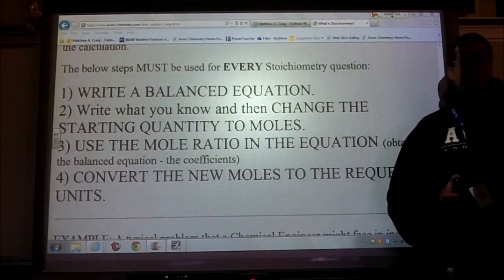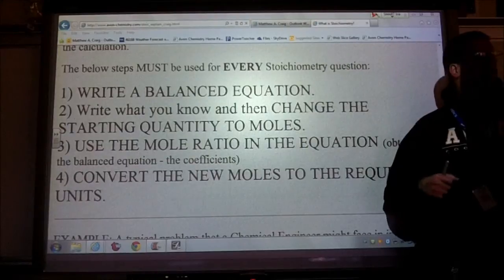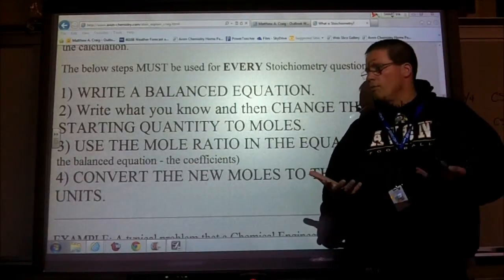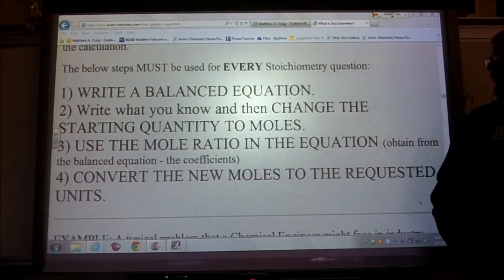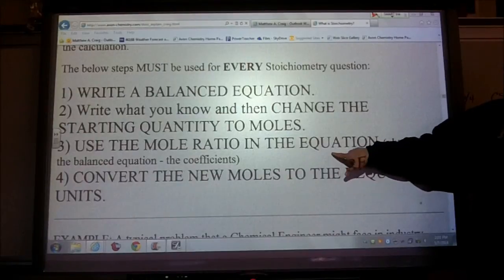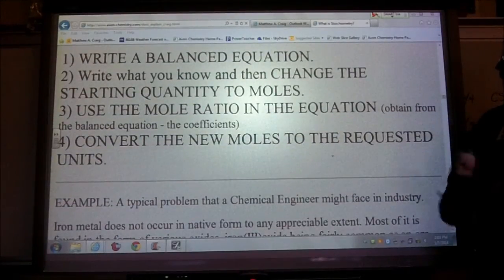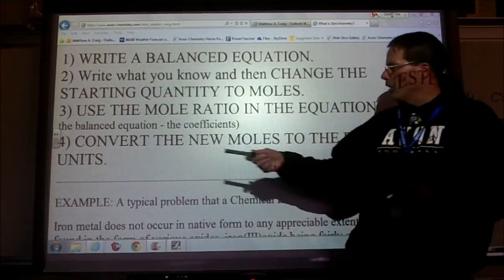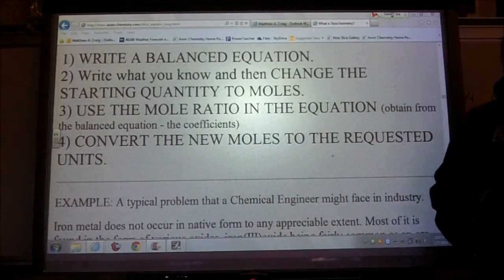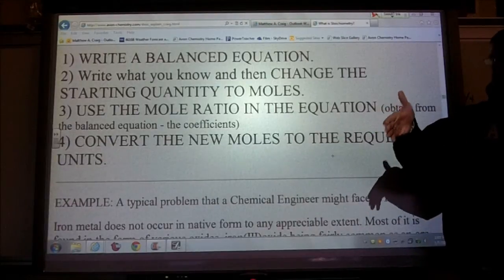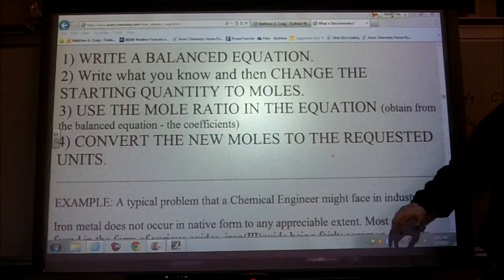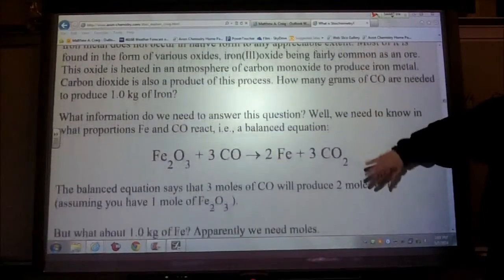Sometimes it could be atoms, but we're not going to go that way. Molarity is another one. So there are all different ways that you can have it, but you want to convert it to moles, and you have the skills to do that. Number 3, we're going to use what's called a mole ratio, and that'll make more sense once we actually do the problem. And then the last step is convert the new moles into the requested units. So you will change what you started with into something different, and then we'll go to the desired units. Okay, and we'll do some more examples here.